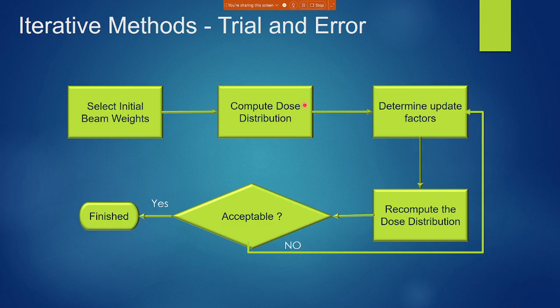So how the iterative method works, it's a very simple diagram to explain how it works. Initially you have beam weights and you compute the dose distribution and then determine what the update factors are. If you are okay with that, then you accept it and then you finish it. If you are not okay with that, you recompute, right? And if it's not acceptable, you go back here, update the factors, recompute, and then come here. Again, if you are not happy, it goes back and keeps on doing it till the minimum cost function is achieved. And then once it's obtained, you finish the optimization.